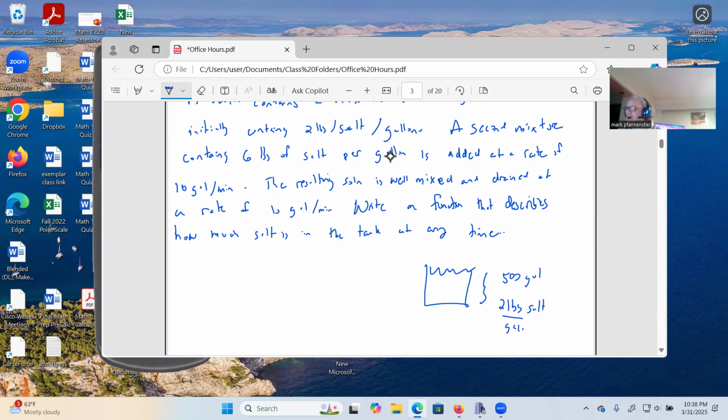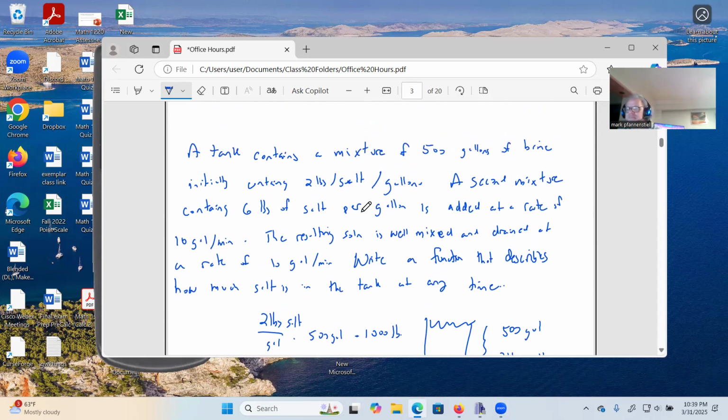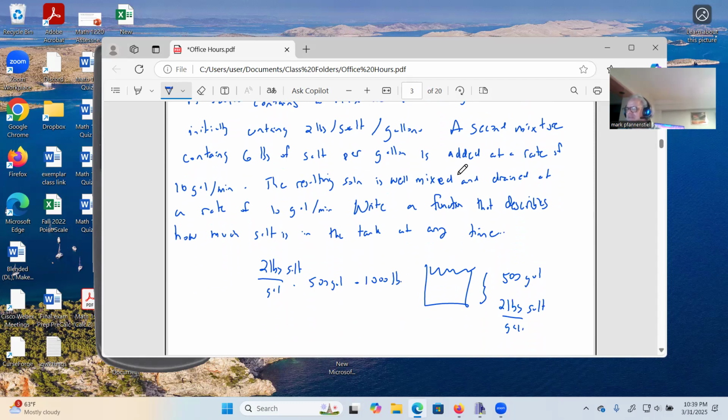If I want to figure out how much salt is in this entire mixture, we're going to say we have 2 pounds of salt per gallon times 500 gallons. 500 times 2 is equal to 1,000 pounds of salt in this tank, with the water and it's mixed up. That's the first thing to figure out: we have 1,000 pounds of salt in here. You might need this number. You might not. I don't know what's going to happen yet.